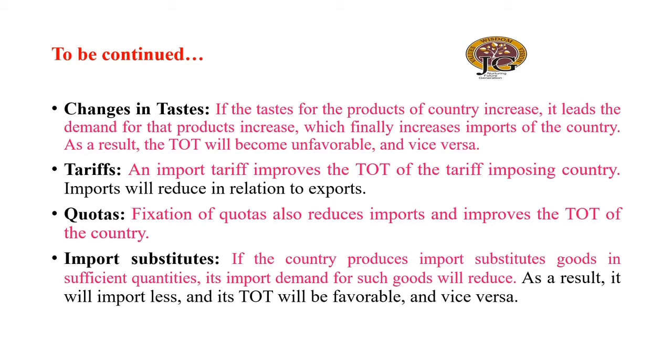Import substitutes. If the country produces import substitute goods, इसका मतलब ये होता है कि जिस product या commodities को हम import कर रहे हैं, वही या उसके जैसी ही commodity अगर वो country produce करता है, in sufficient quantities, then its import demand for such goods will reduce, और उसका असर ये होगा कि as a result it will import less, मतलब country का import reduce हो जाएगा and its terms of trade will be favorable.